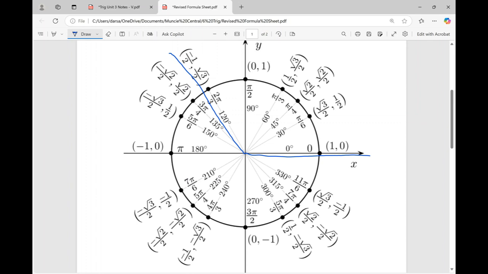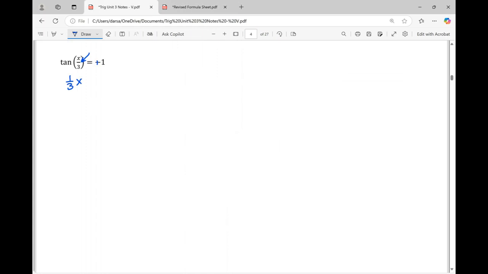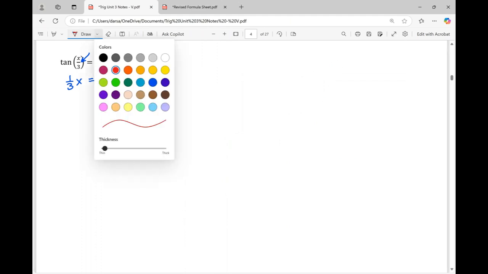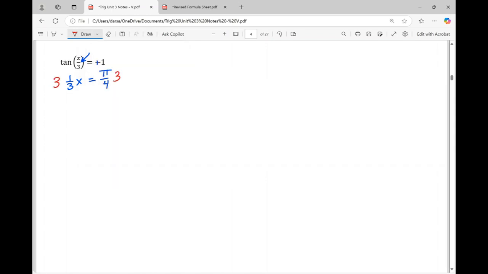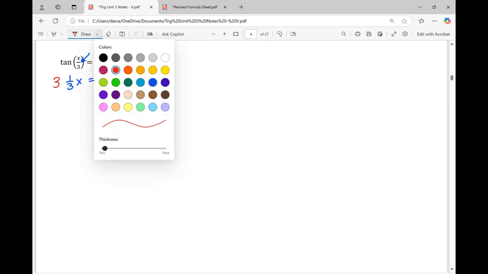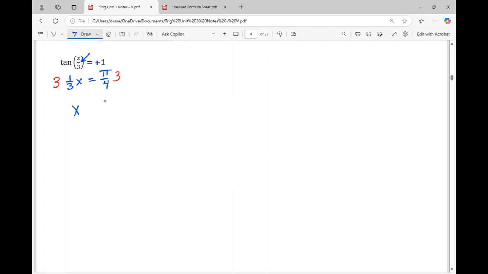Where do we have a tangent of 1? Right here at pi over 4, because square root of 2 over square root of 2, y over x, top over top, is 1. So our angle here is going to be 1/3 x equals pi over 4. Now, how do I undo a 1/3 x? I multiply both sides by 3. So what is the answer x that I get here? x is equal to 3 pi over 4.